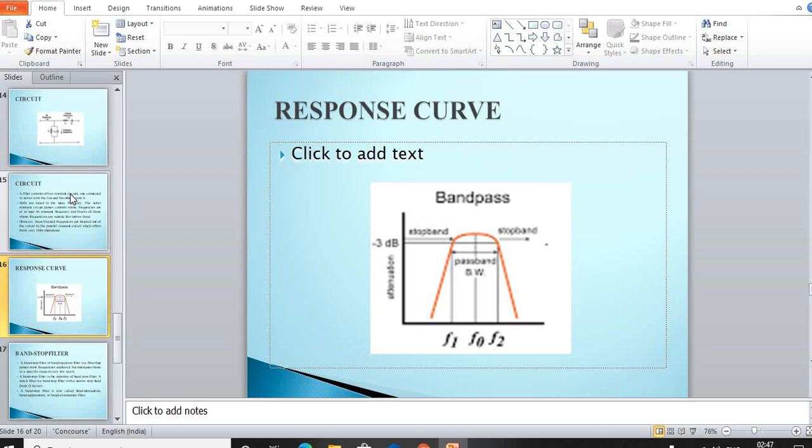That is, the frequency increases from 0 to a maximum value. Again, the maximum value remains same, constant for some time, and then again it decreases to 0. And here the pass band represents the region between F1 and F2. F1 represents the lower cutoff frequency and F2 represents the upper cutoff frequency.